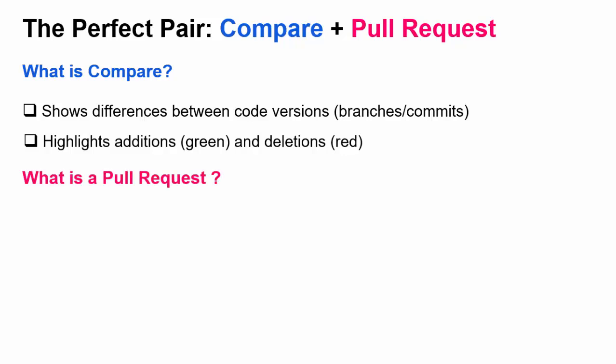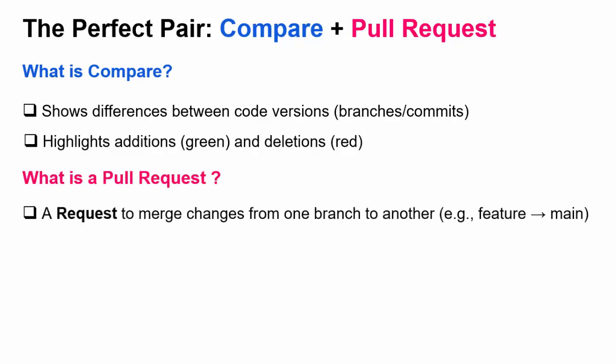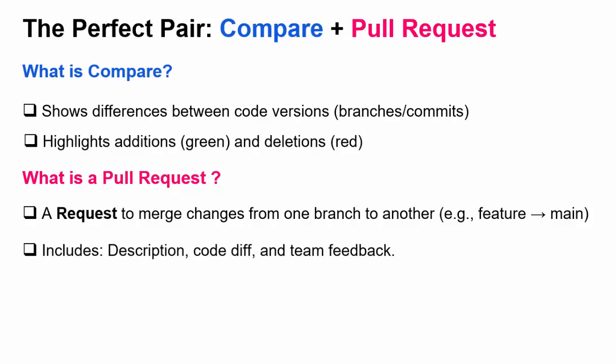And what is a pull request? It is a request to merge changes from one branch to another. It could be feature to main or development, some issue branch to main or development, based on our requirement. It can include the description provided, the difference in code, and the feedback provided by the team. It basically ensures that the code is reviewed before merging.